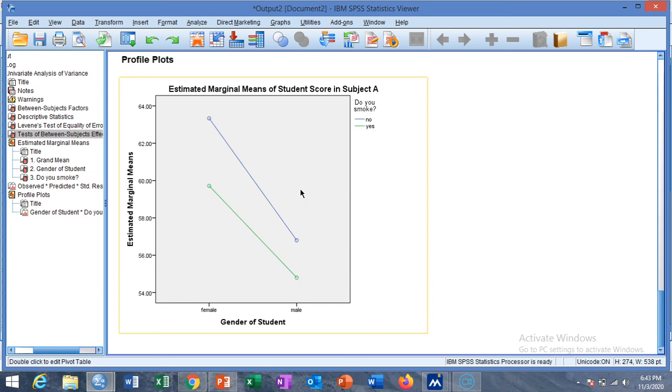So this was all about the two-way analysis of variance in SPSS.